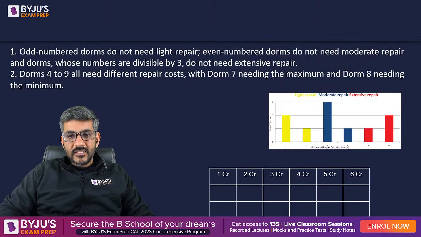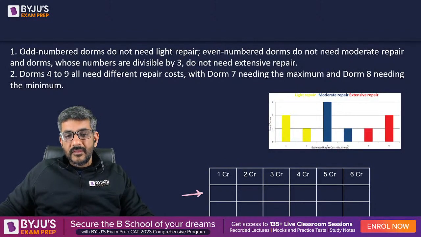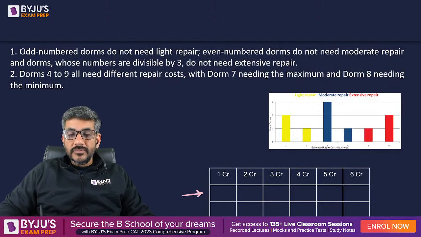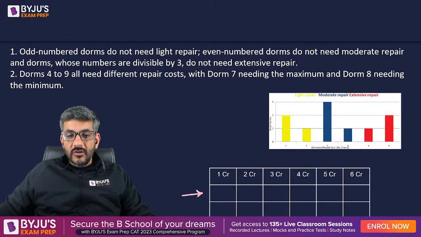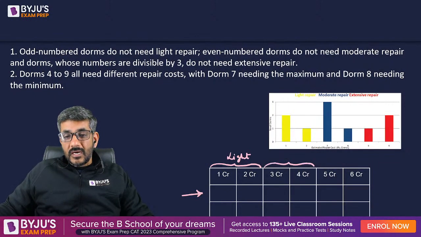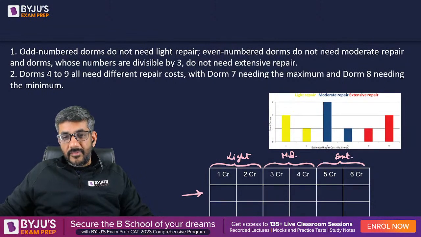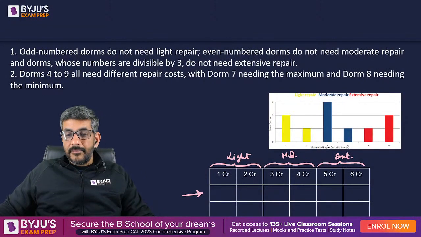So what I've done, I've written this data on the next page, and I've made this small table as well, as you can see over here. Which are the DOMs needing a cost of 1 CR, which are the DOMs needing a cost of 2 CR, 3, 4, 5, and 6. Of course, these DOMs are having light repair. These ones are the ones having moderate repair, and these are the ones having extensive repair. Okay, light repair, moderate repair, and extensive repair.